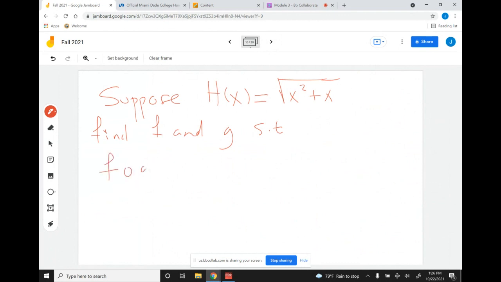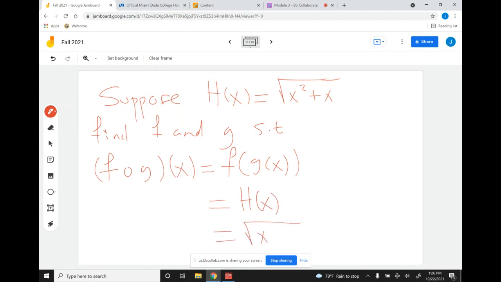When I do the composition of these two functions in this particular order, remember what the definition of this is. This is f composed with g of x. When I do that, I end up exactly with capital H of x. In other words, I end up with exactly this. So the question is, what is it that we have to do? We have to find f and g, and we have to check it out.